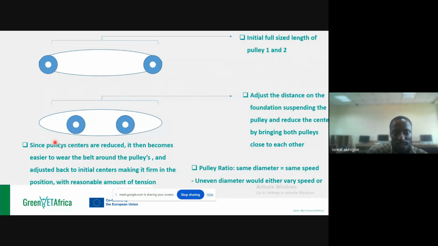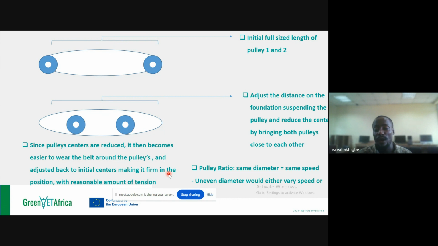Now, since the pulley centers are reduced, it becomes easier, like I already said, to wear the belt around the pulley and adjust it back to its initial center, making it firm in position with a reasonable amount of tension. Now, the belt must be the required size, because all belts come in different standards and different sizes. So take the one you want to replace or buy. All belts have a code number. So you don't have to cram anything here. You don't have to keep it in your head. Just carry that same belt, take the code number, and go to a belt vendor and request.